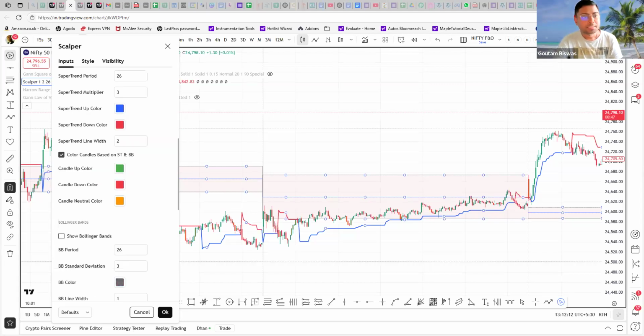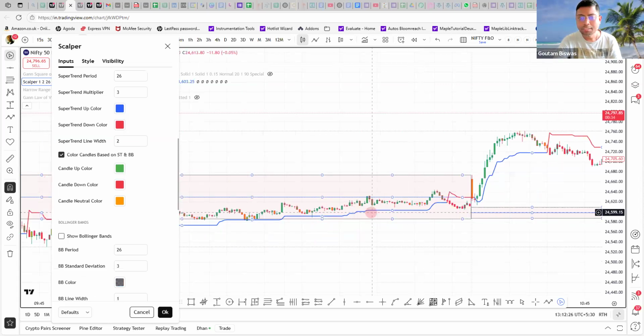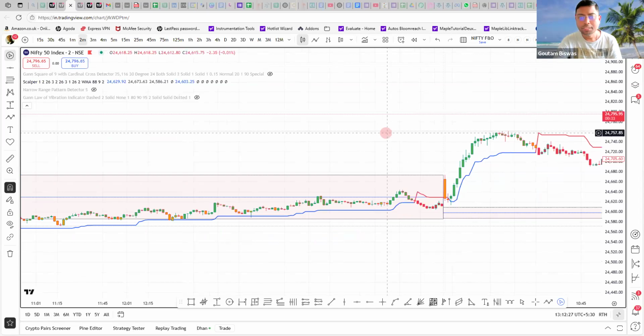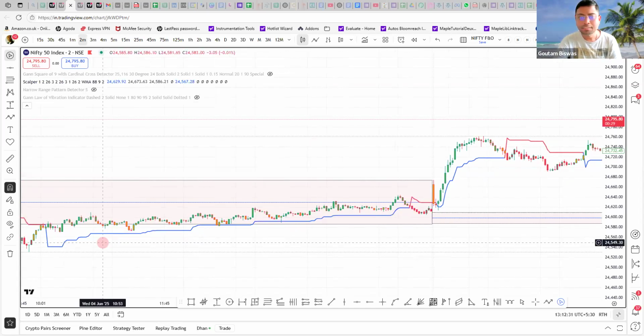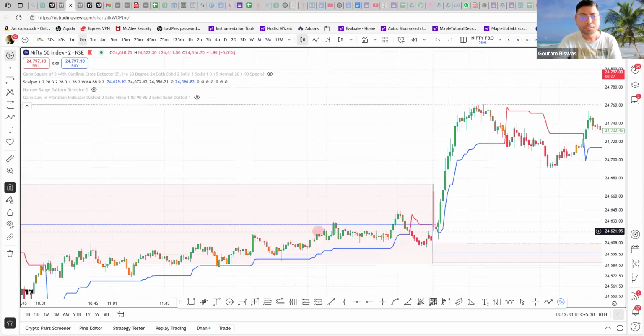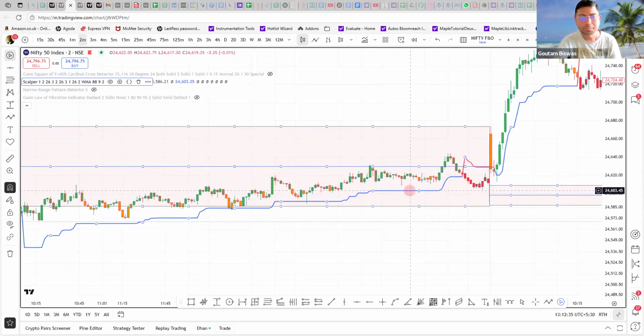Then this is the most interesting feature. I have a candle coloring feature based on some combination of super trend and Bollinger Band. So this will help you identify which side of the trend it is, right? Are you on an uptrend? So you can see when you are in an uptrend, the candles are always going to be green. See, yesterday it was sideways, but all the candles were sort of green to orange, meaning it is an uptrend, and the super trend is also intact, right?